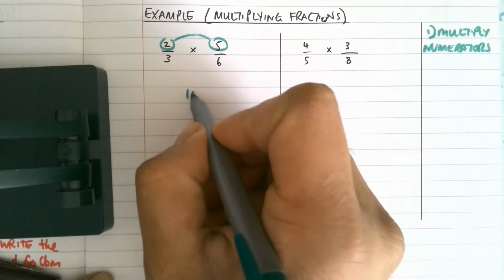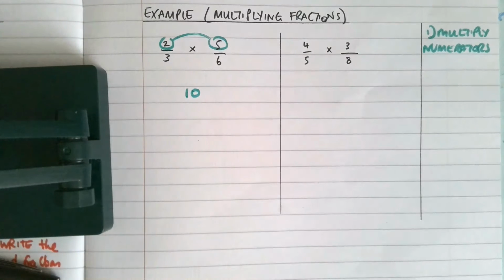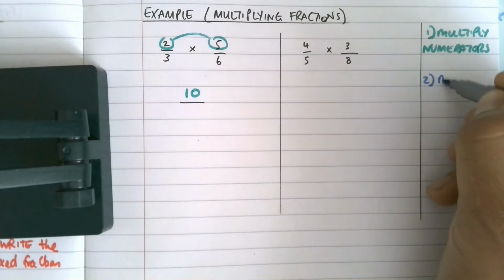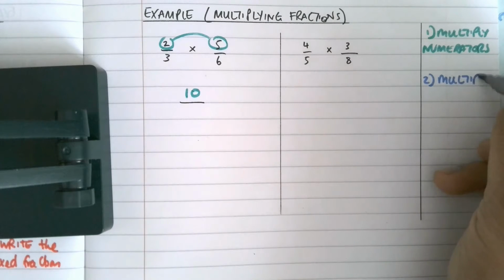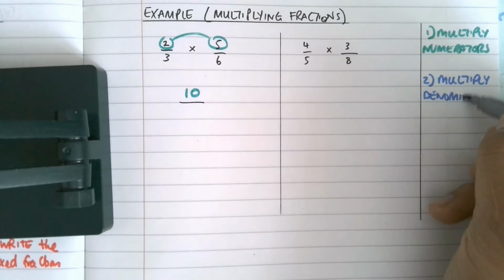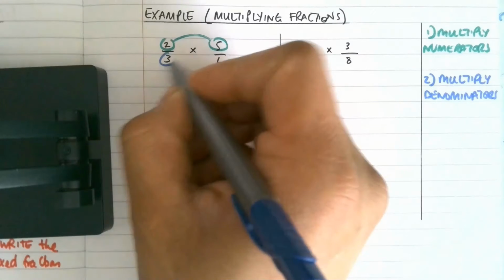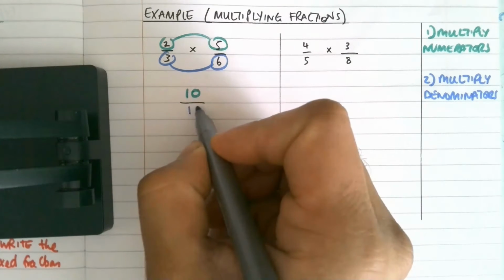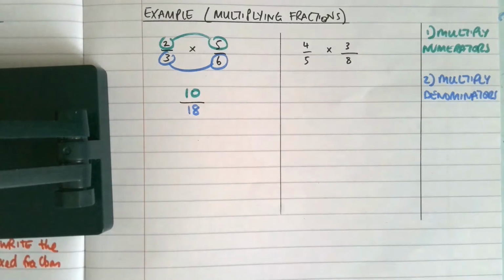And then for the second step, you're just going to multiply the denominators together. And 3 times 6 is going to be 18. So 2 times 5 is 10, 3 times 6 is 18.